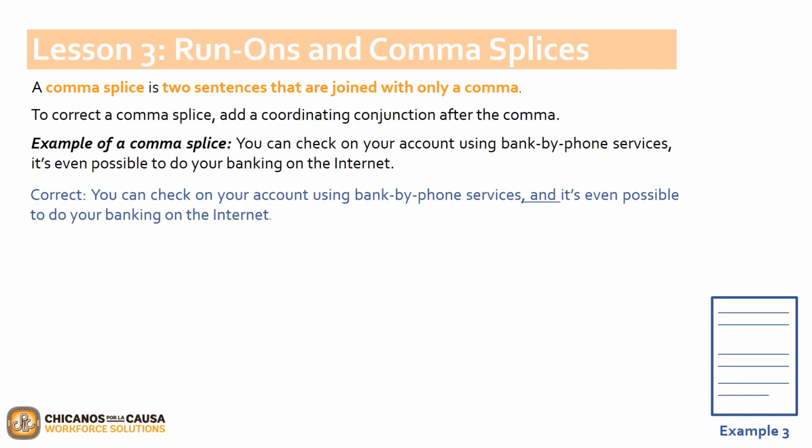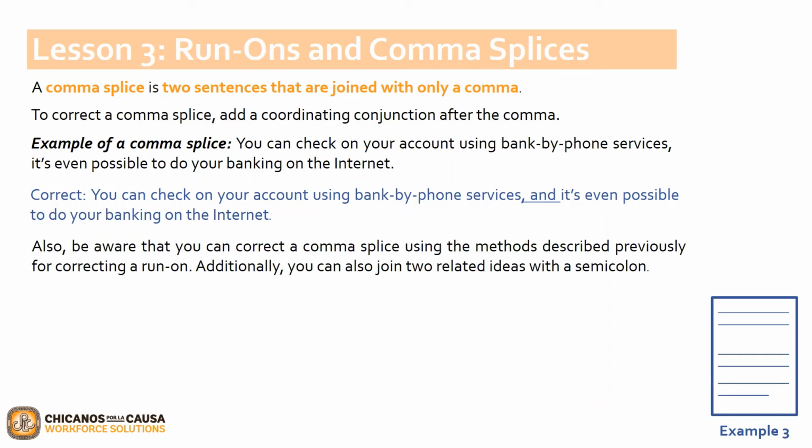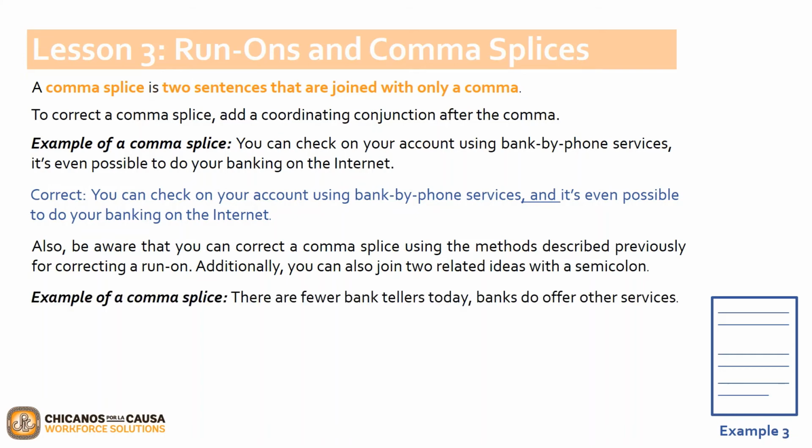A correct way you write the example would be, you can check on your account using bank by phone services, and it's even possible to do your banking on the internet. Also be aware that you can correct a comma splice using the methods described previously for correcting a run-on. Additionally, you can also join two related ideas with a semicolon. Another example of a comma splice would be, there are fewer bank tellers today, banks do offer other services.